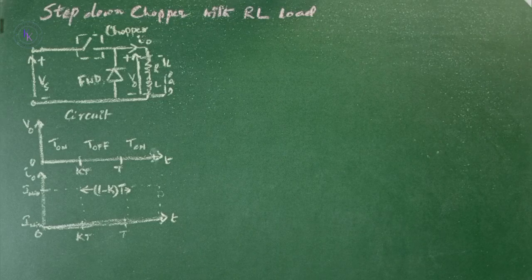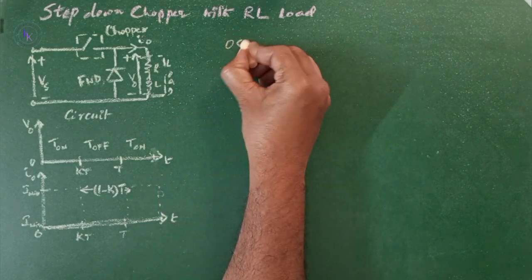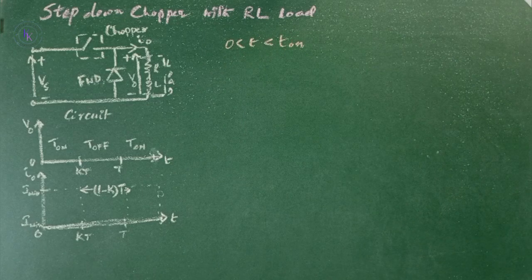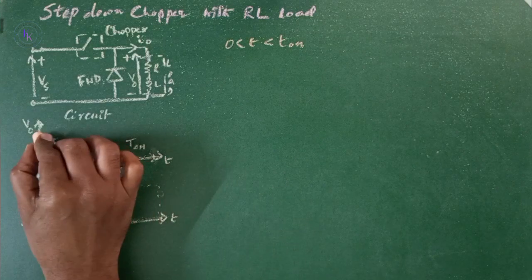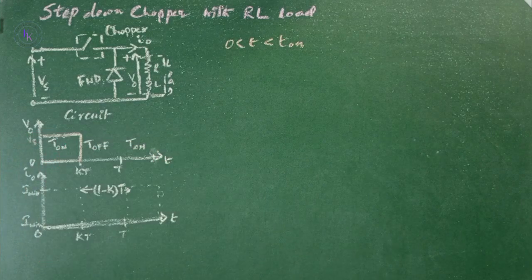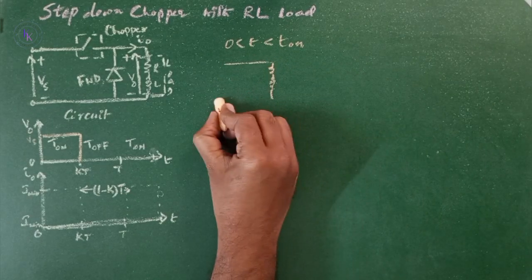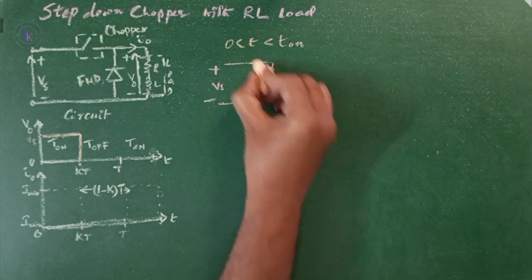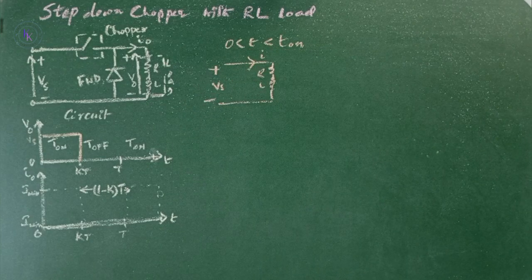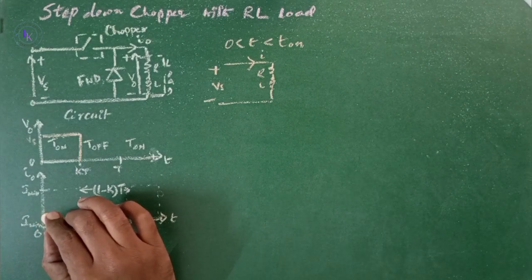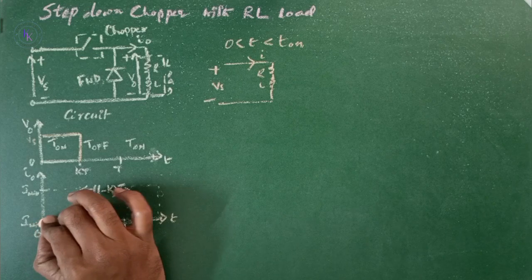During the turn on period, that is when time is between 0 and T on, when this chopper is closed, the average load voltage will be equal to the source voltage Vs, having a path that is Vs plus to the load RL back to Vs minus. During this stage, the inductor L charges from its initial value to the peak or maximum value, which means the load current gradually increases from minimum to its peak.